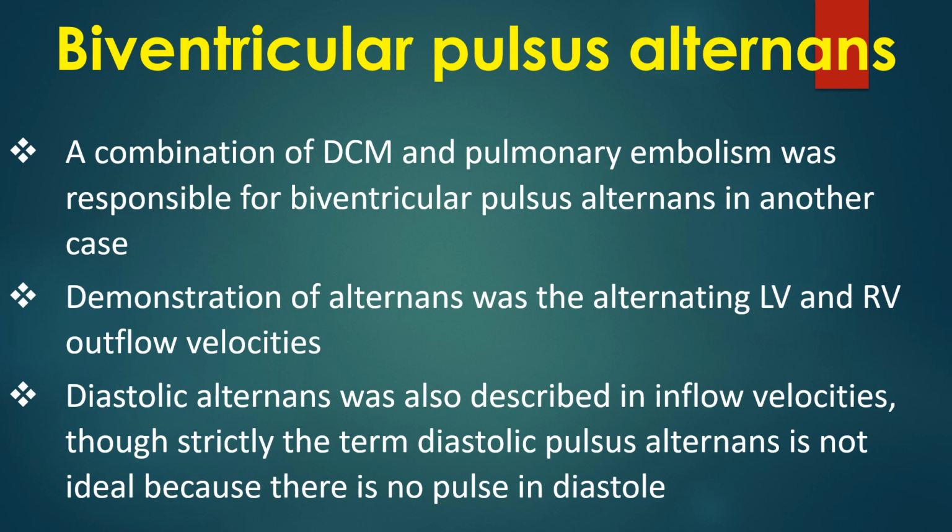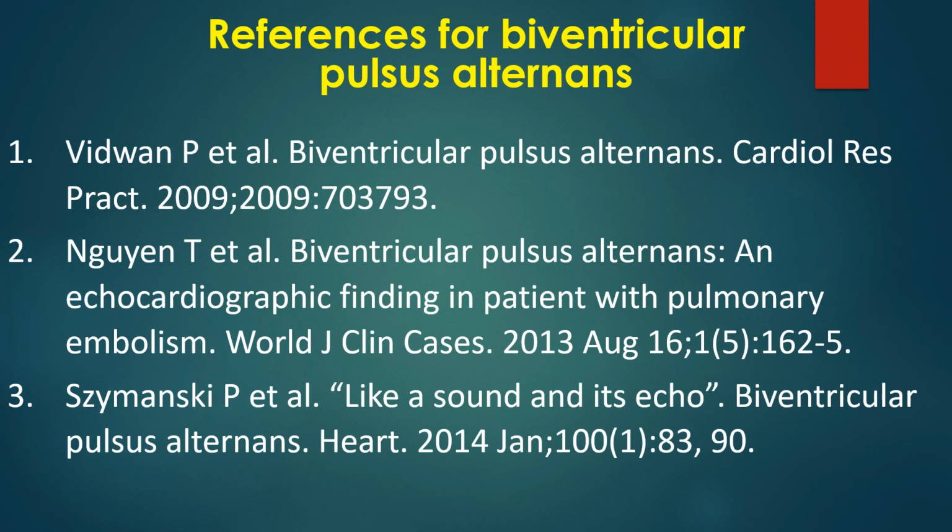Diastolic alternans was also described in inflow velocities, though strictly the term diastolic pulsus alternans is not ideal because there is no pulse in diastole. References for biventricular pulsus alternans.